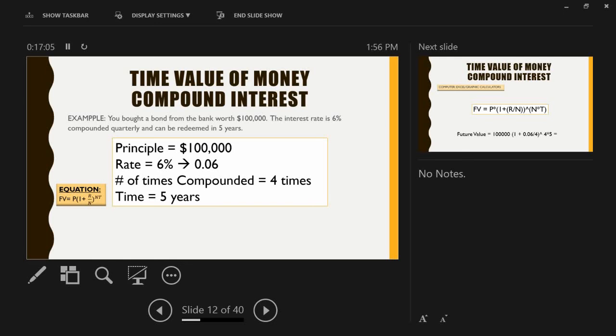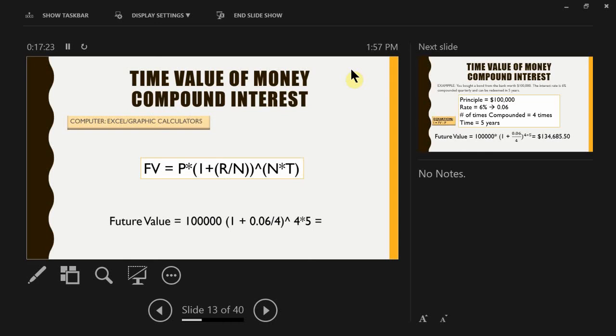Let's go ahead and solve for future value. I already gave you a hint right here. This is what you're going to do. It's going to be principal times 1 plus R over N, to the power of N times T. I want to break that down. My future value is going to be my $100,000 times 1 plus my 6% divided by 4, and you're going to raise it to the 4 times 5 power.